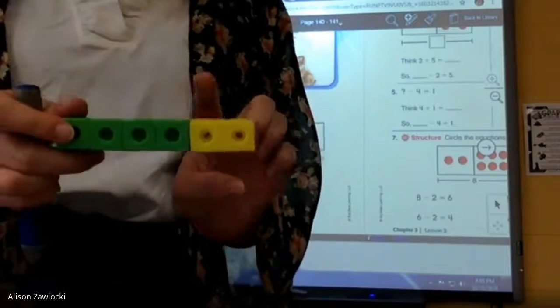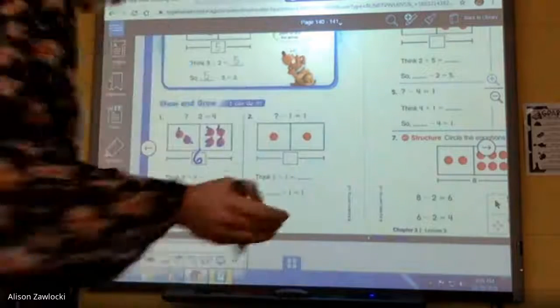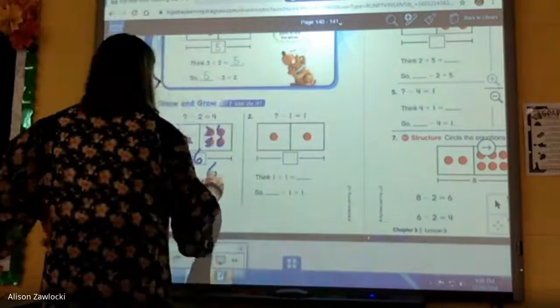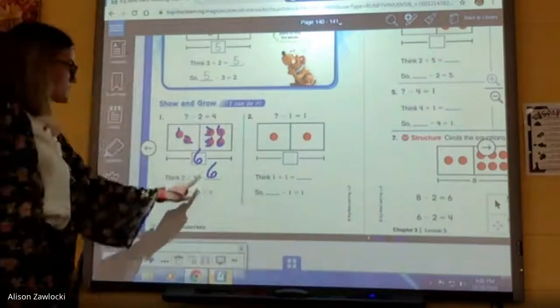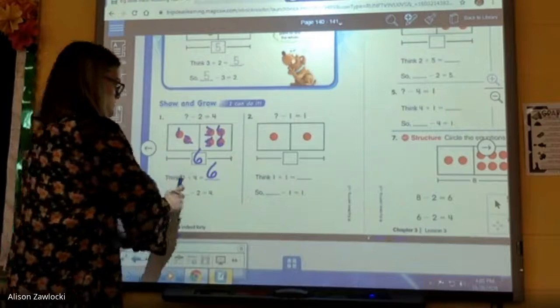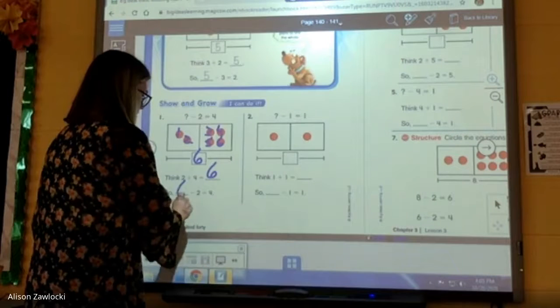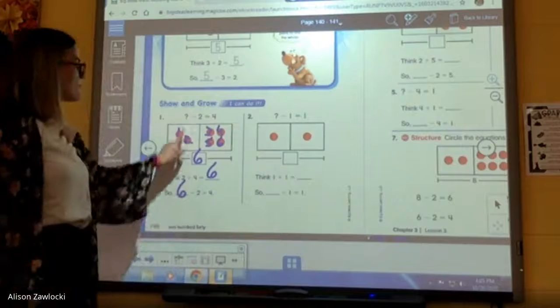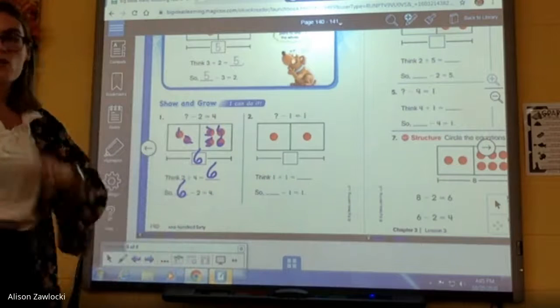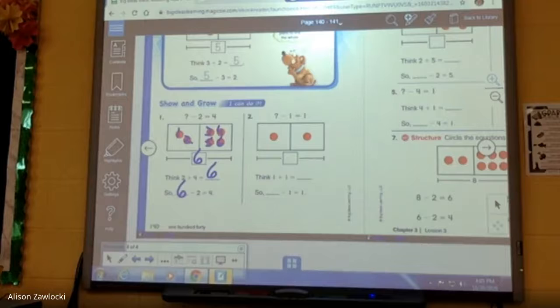2 plus 4 equals 1, 2, 3, 4, 5, 6, right? 2 plus 4 equals 6. So we fill in that number here, right? The total of 2 plus 4 is the same thing as the first number in our difference, right? When we do a subtraction problem, we always start with our total, don't we? We always start with our whole.